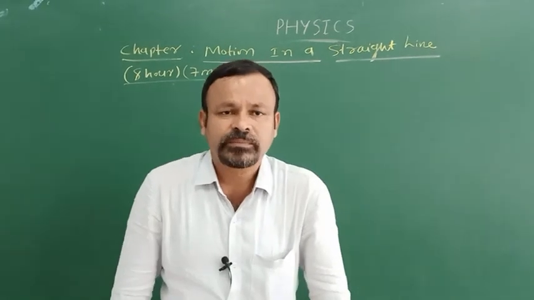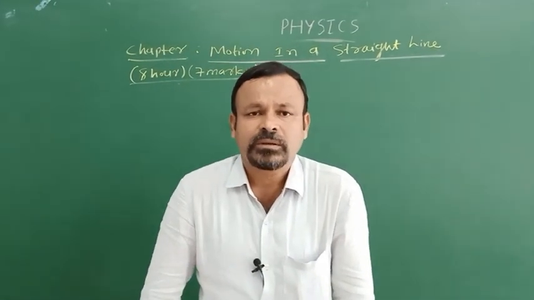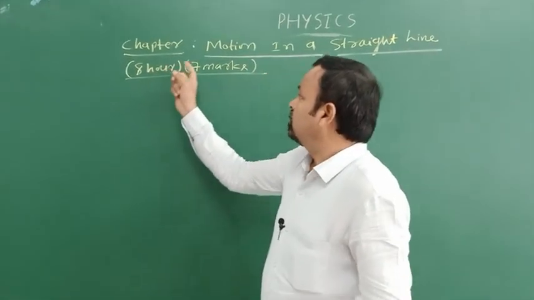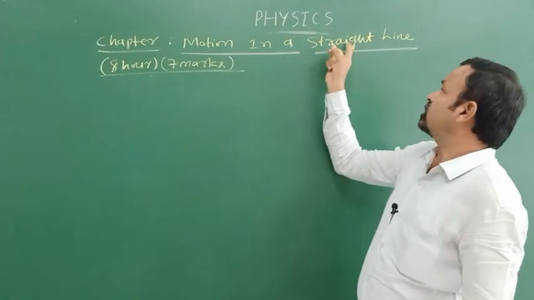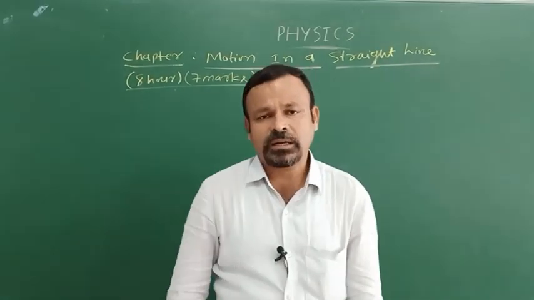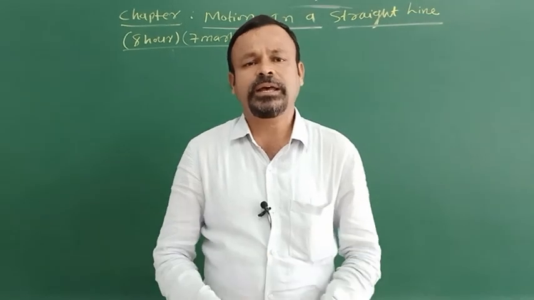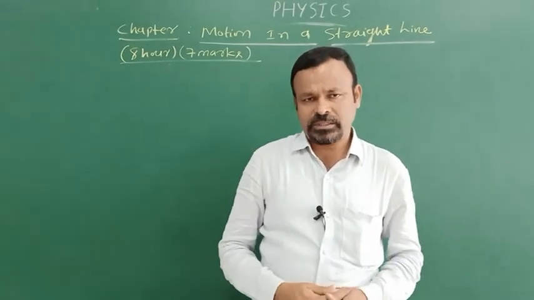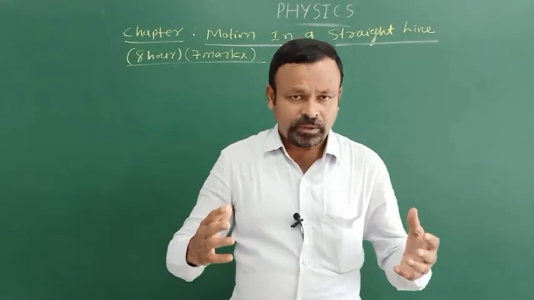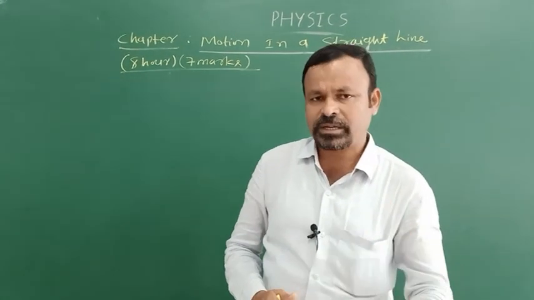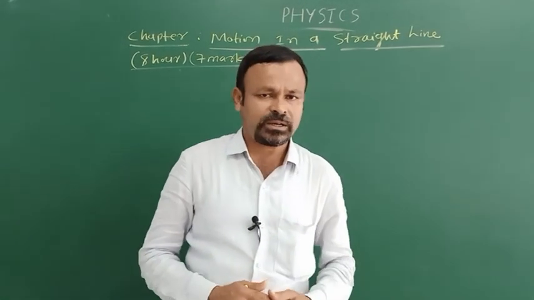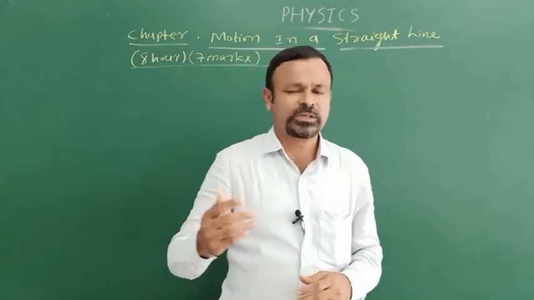Hello students, let us move on to the new chapter called Motion in a Straight Line. It is an 8-hour syllabus and 7 marks will be there in the main examination. You can score 7 marks in the annual examination. This chapter is very interesting and very important for CET, NEET and the annual examination, and also it is a very simple chapter.